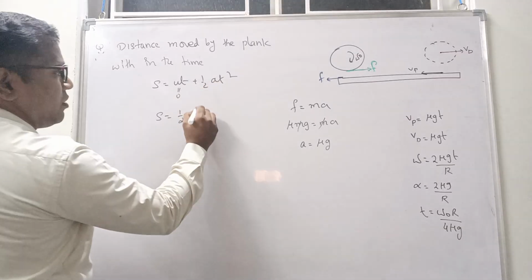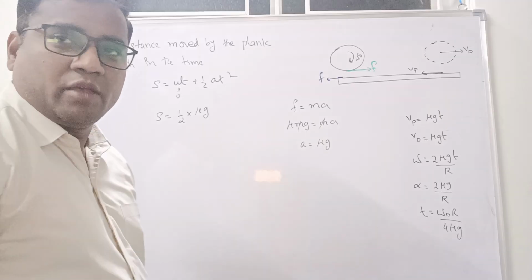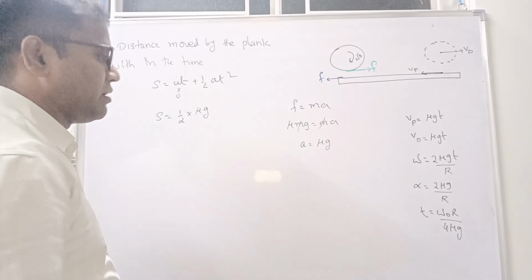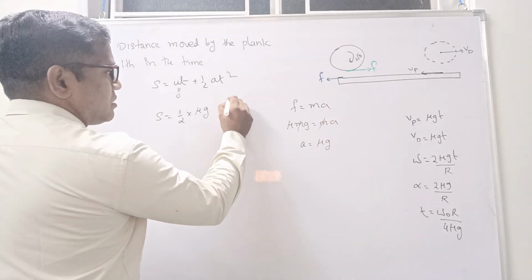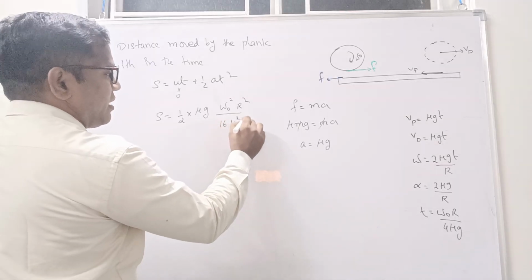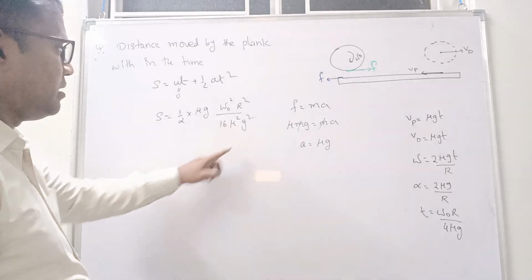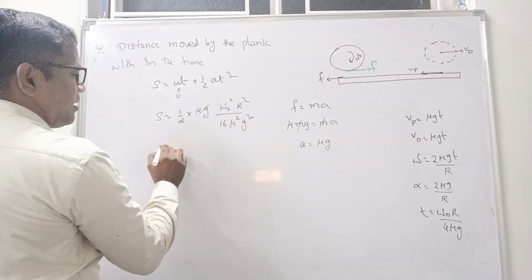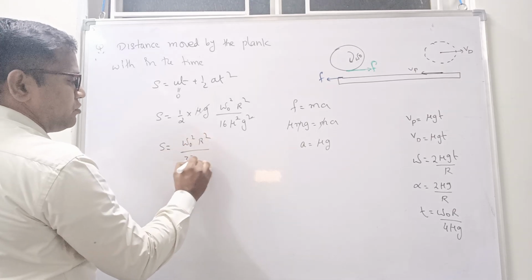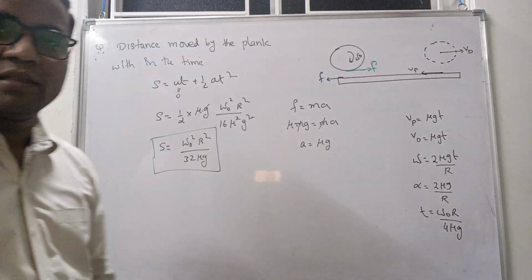So I will write here half mu into g, and t we already calculated, omega naught r by 4 mu g, but here it is squared. So omega naught square r square by 16 mu square g square. Here one mu g and there one mu g get cancelled. So the remaining S is equal to omega naught square r square by 32 mu g.